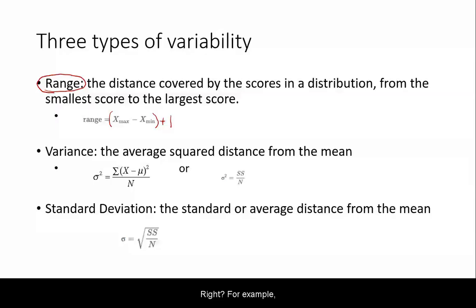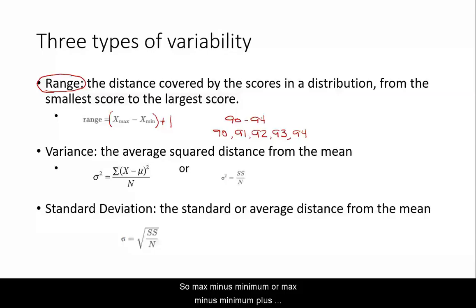For example, a group frequency from 90 to 94. Remember that was at the top of one of our frequency distribution tables. Maximum minus minimum would say there's a range of 4 in that frequency group. But in fact, there are 5 numbers in there, right? 90, 91, 92, 93, and 94. So max minus minimum, or max minus minimum plus 1 are both ways to describe the range depending on what I'm trying to do. All right, so that's that.